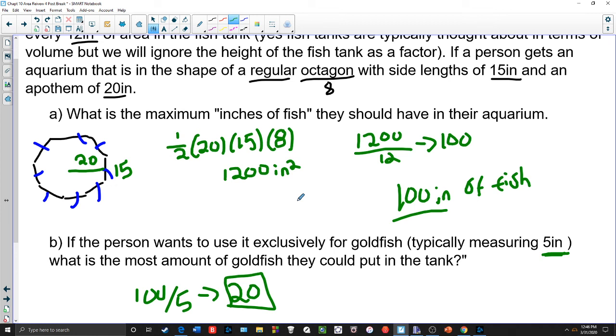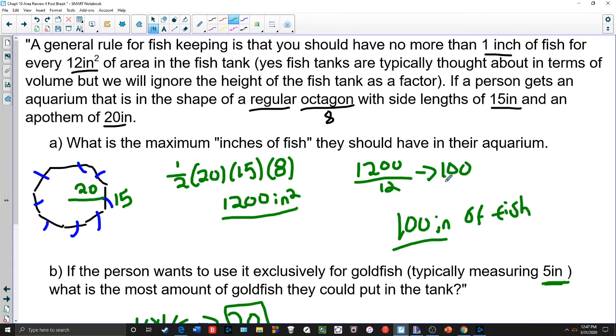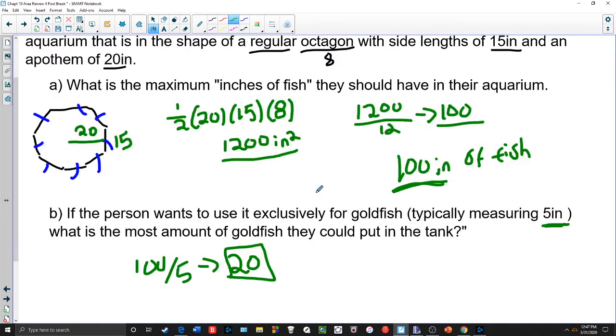Again, this one wasn't typically too difficult, but you had to think about, okay, now that I have this area, how do I use it to get my next result? So we got the area, and then we divided it by 12 to get how many inches of fish we could have, because we want to figure out how many 12s were in this area, since for every 12 we get 1 inch of fish, and we found that it was 100. And then we had to figure out how many 5s were in that to get how many goldfish total.